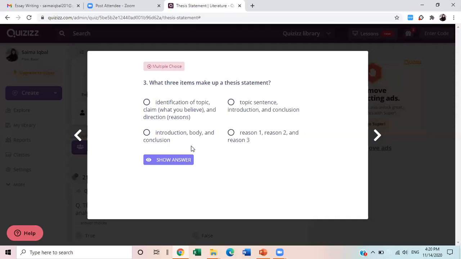Number one, ma'am. Saima is saying introduction, conclusion, body. All right. Yes, number one: identification of topic, identification of claim. Claim is what you believe, and direction, like reasons. Excellent.